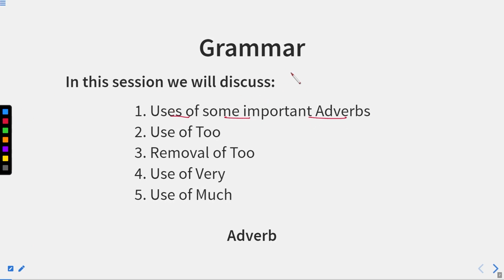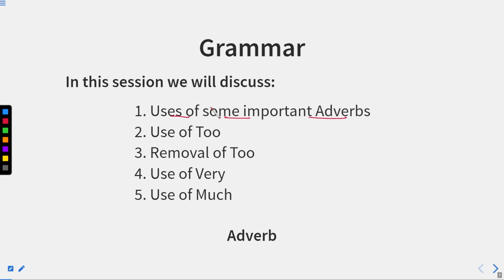We have already started discussing the meaning of adverbs and we have learned various types of adverbs, but in this session we are going to discuss uses of some important adverbs. Now there are many important adverbs and they have their different uses. We use these adverbs in our daily life and in the sentences which we use in our daily life. So we are going to discuss these adverbs so that from now onwards we will not make such silly mistakes that we usually do.